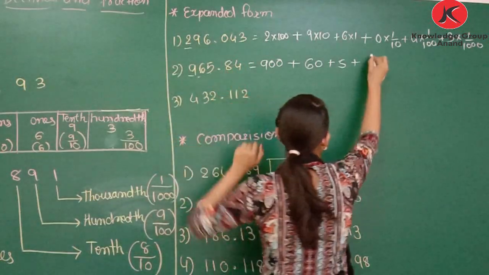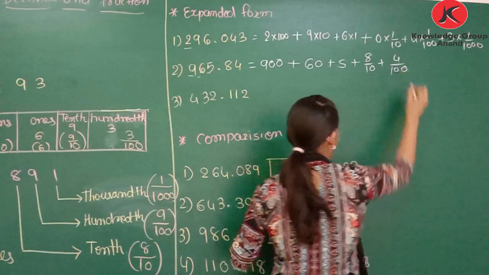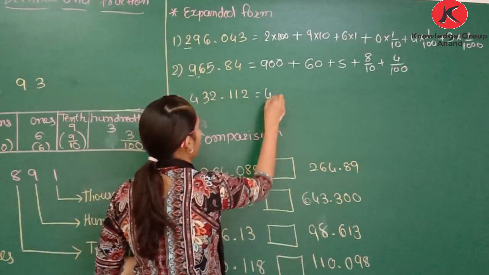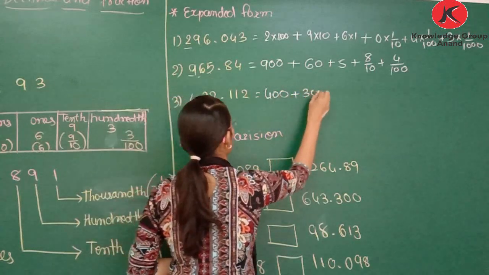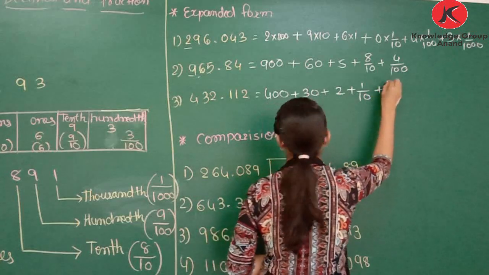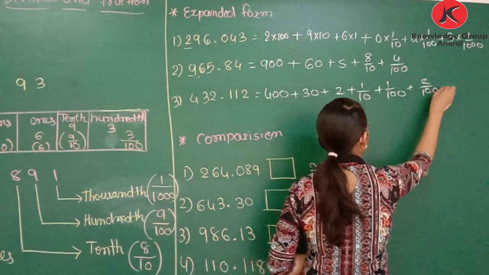8 at the 10th place, so 8 by 10, and 4 at the 100th place, so 4 by 100. For next number, 400 plus 30 plus 2 plus 1 by 10 plus 1 by 100 plus 2 by 1000. Clear?